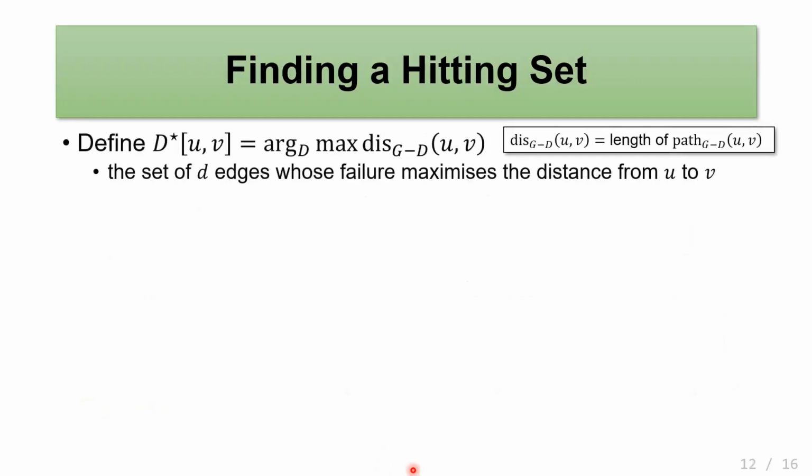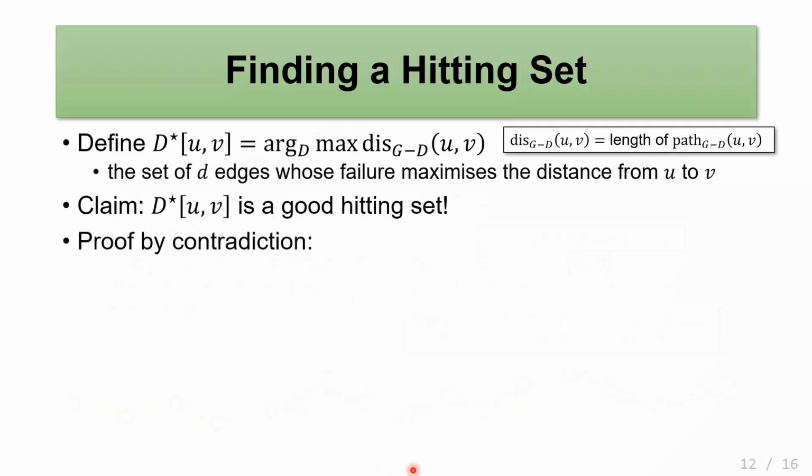Okay, so let's first consider finding a hitting set of the path, ignoring whether the vertex is on the first or last segment. The solution is quite simple. Define d star uv to be the maximizer of this G minus d uv, that is, the set of d edge failures whose removal maximizes the distance from u to v. We claim that d star uv is a good hitting set. The proof is also simple. Suppose d star uv is not a good hitting set.